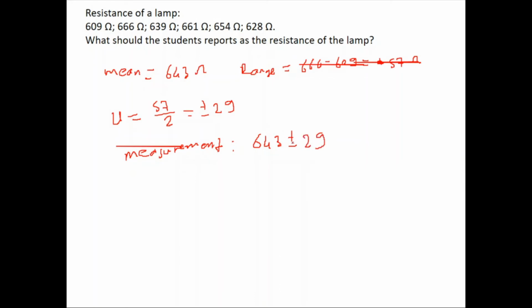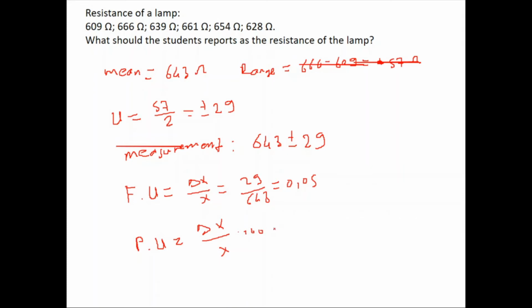Okay, so let's calculate the fractional uncertainty. I'm going to write it as FU. Remember, the fractional uncertainty was delta x over x, so it will be equal to 29 divided by 643, and the fractional uncertainty will be equal to 0.05 if we round it. What about the percentage uncertainty? I'm going to write PU. It is delta x divided by x times 100. I'm going to multiply this value by 100. 0.05 times 100 will be 5%.